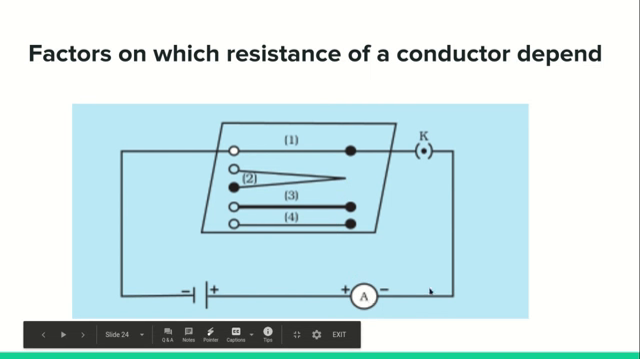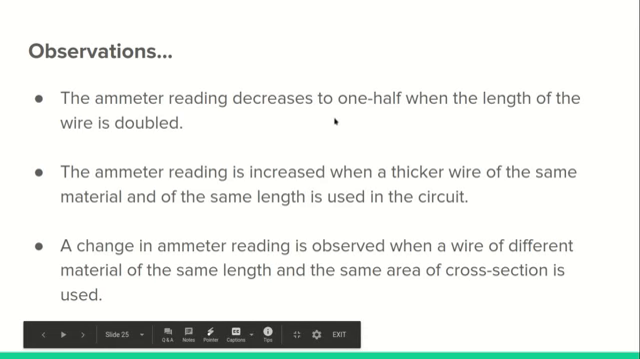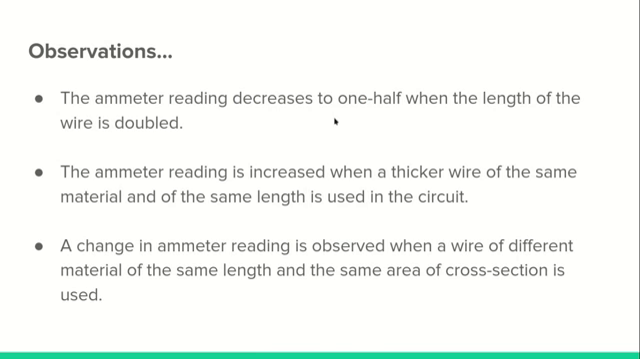From this, we observe that the ammeter reading decreases to 1/2 when the length of the wire is doubled. The ammeter reading is increased when a thicker wire of the same material and of the same length is used in the circuit. A change in ammeter reading is observed when a wire of a different material of the same length and same area of cross section is used.